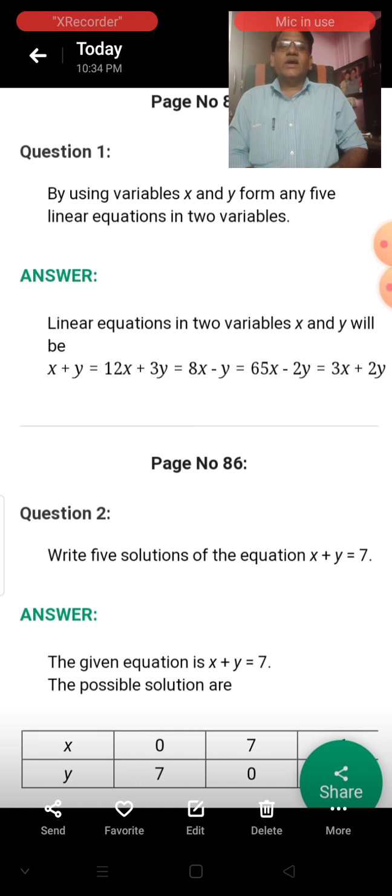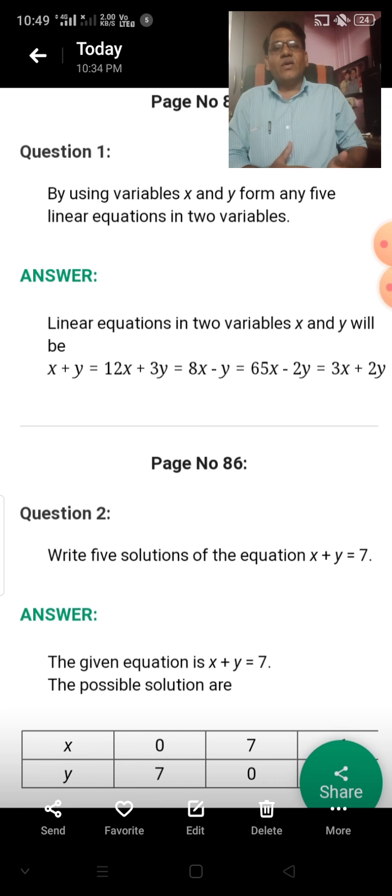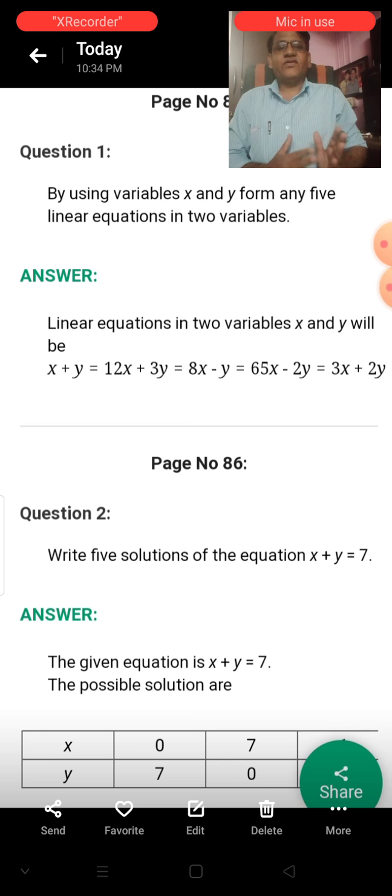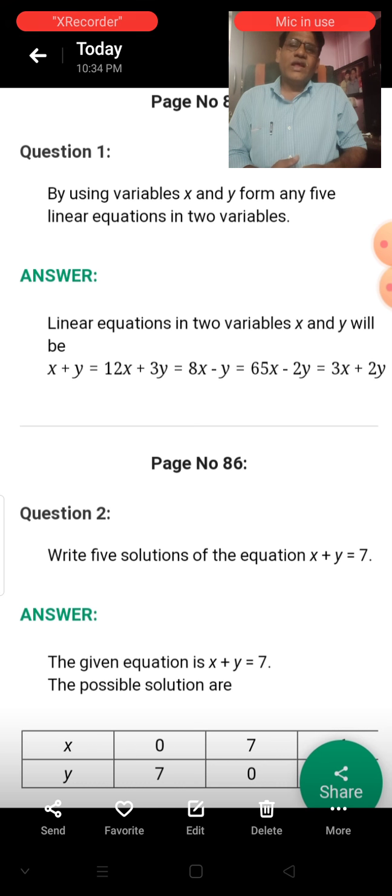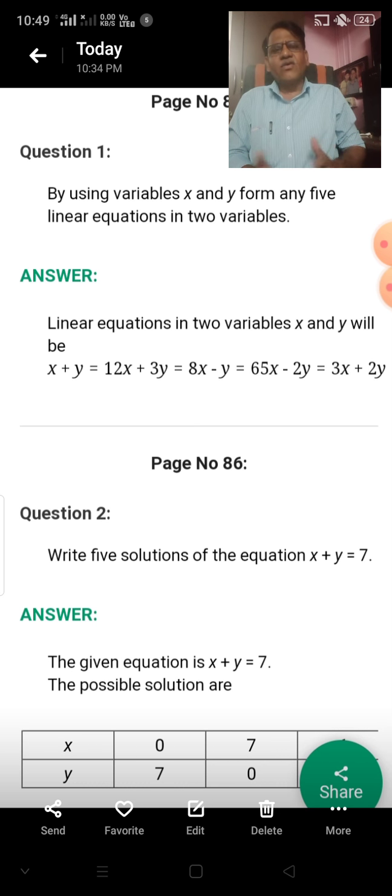Now, what does equation in two variables mean? In previous classes, we already learned the equation in a single variable, that is, either in x, or in y, any one variable. For example, x plus 5 is equal to 15, or 2x is equal to 20, or x plus 13 is equal to 5. In this way, all these equations are in a single variable, that is x or y.